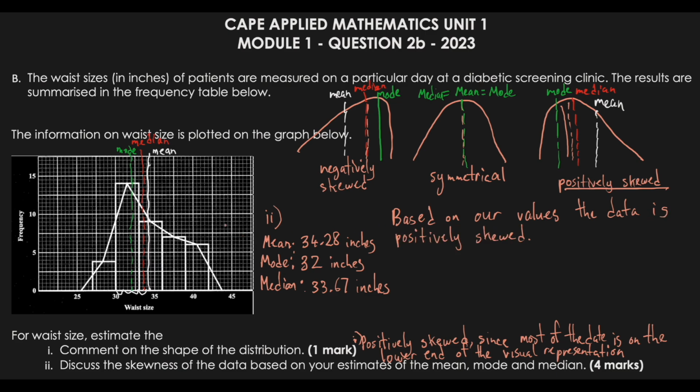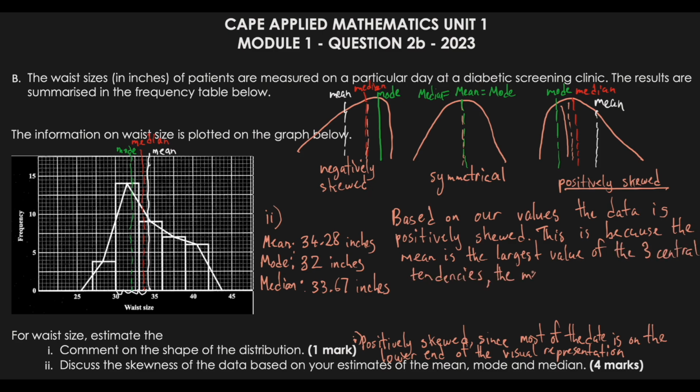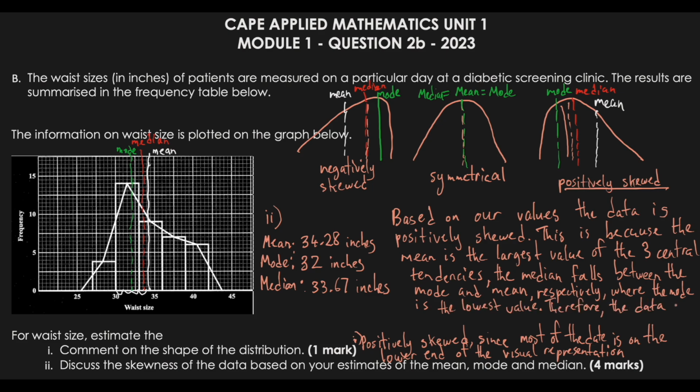Now remember, I just used this to give you a visual representation of what it looks like. But now we have to put it in terms of values. What can we say about the values? So based on our values, the data is positively skewed. This is because the mean is the largest value of the three central tendencies. So that's one. The median falls between the mode and mean respectively, where the mode is the lowest value. Therefore, the data is positively skewed.